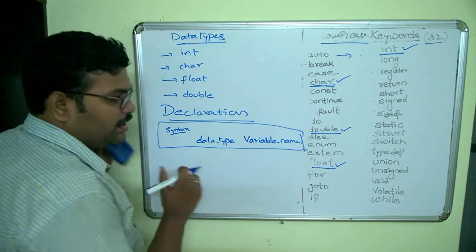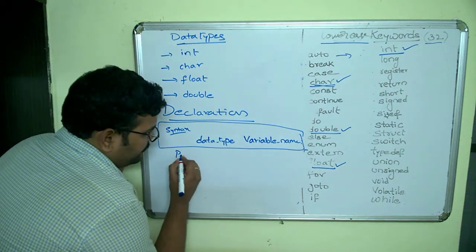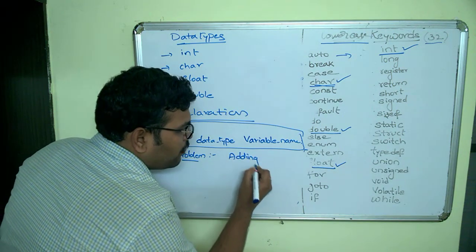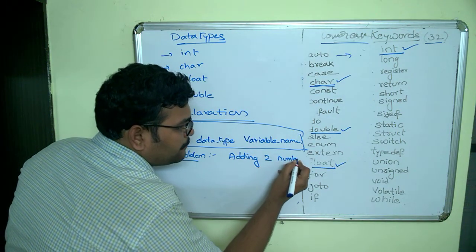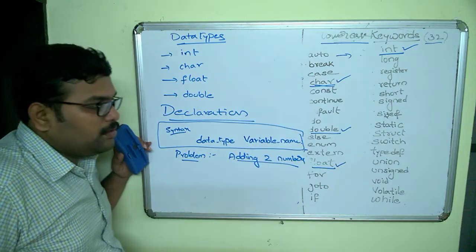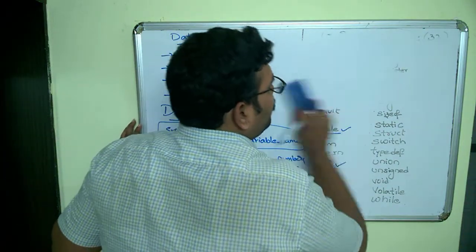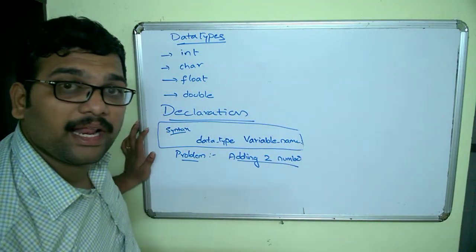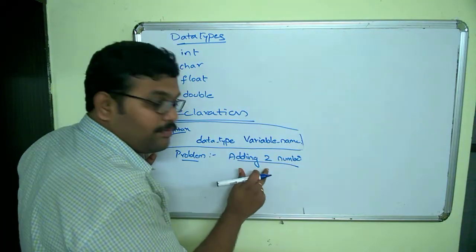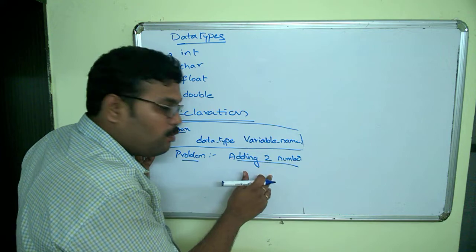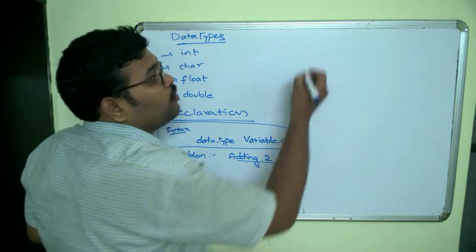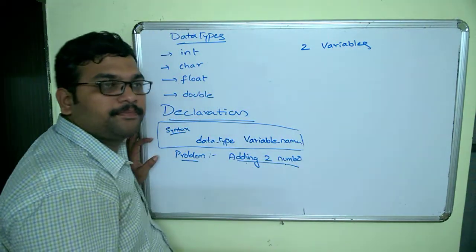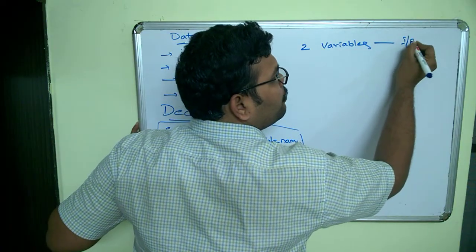So let us consider a problem: adding of two numbers. For any problem, first we have to analyze the number of variables required. So how many variables are required here? We are adding two numbers, so we require two variables which store the two numbers. These we can call input variables.